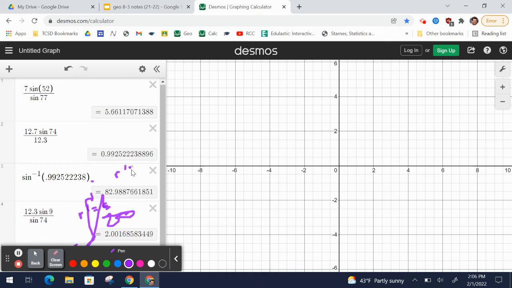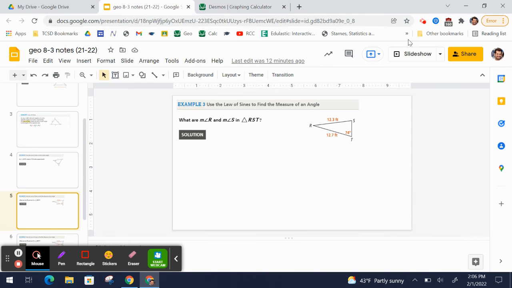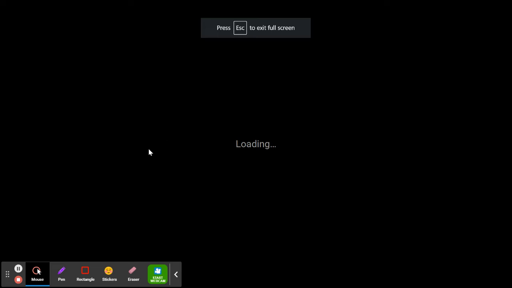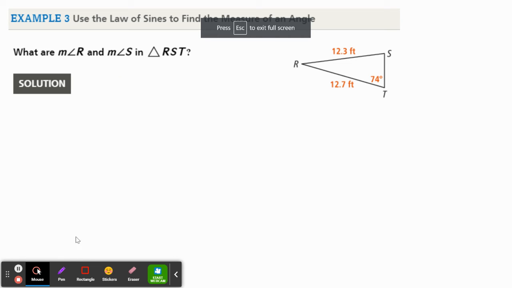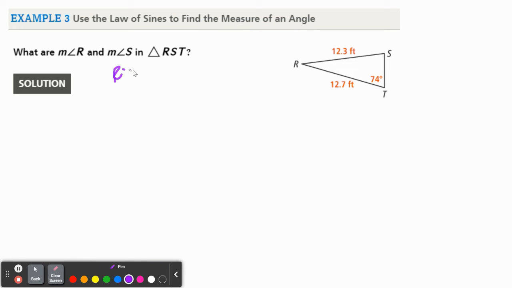That your length of R prime is now 2.0 feet. And that's a whole second set of triangle features. So if I go back, if I can remember, for the second triangle, R prime was now 9 degrees. S prime was now 97 degrees, and T was still 74 degrees. It didn't change. R prime was now 2.0 feet.